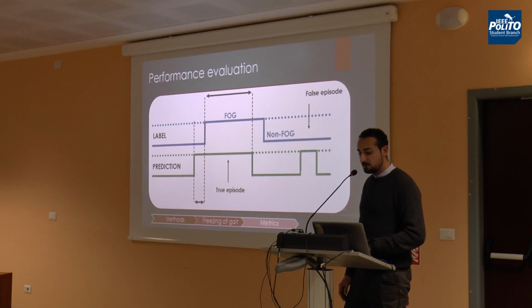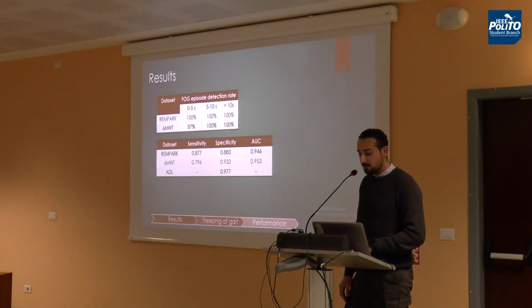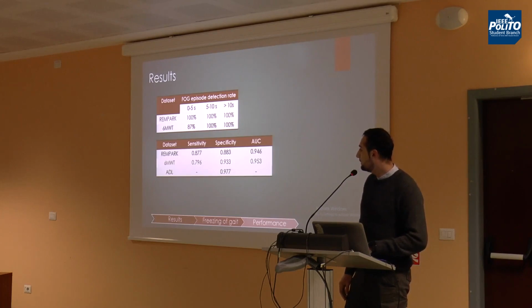And also we can compute the time between the occurrence, the start of the episode, and the time in which the system identified the episode. It can be predicted before the actual occurrence or detected with a certain delay. So these are the performances. We can say that the system works properly. Most of the episodes are detected, so you can see 100% of cases in one dataset and 87% in the other dataset.